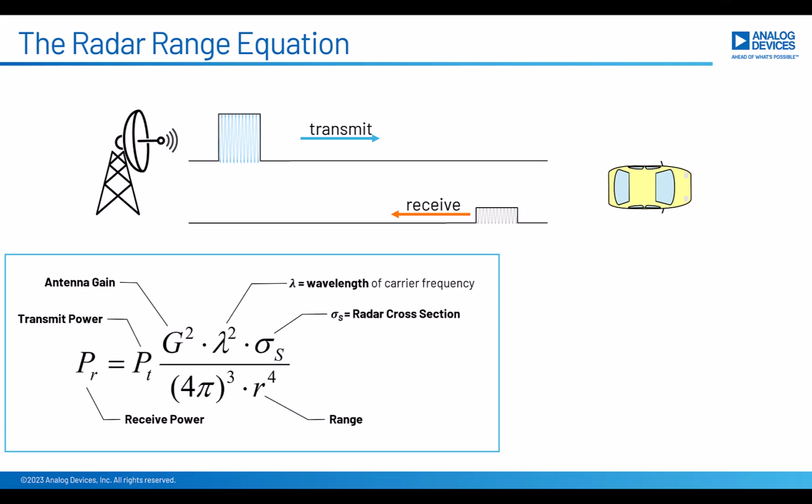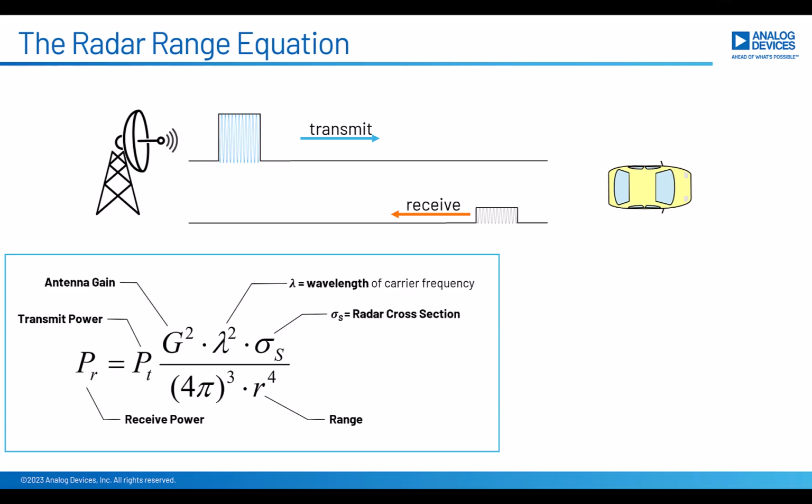And here we're assuming that the transmit antenna is the same as the receive antenna. That's why it's G squared. Next, the power we get back is also a function of the wavelength squared of our carrier frequency. So lower frequencies are larger wavelengths, and so they will generally give us more radar range. The radar cross-section is a model of how much energy we expect to get back from a target. And of course, this varies wildly.